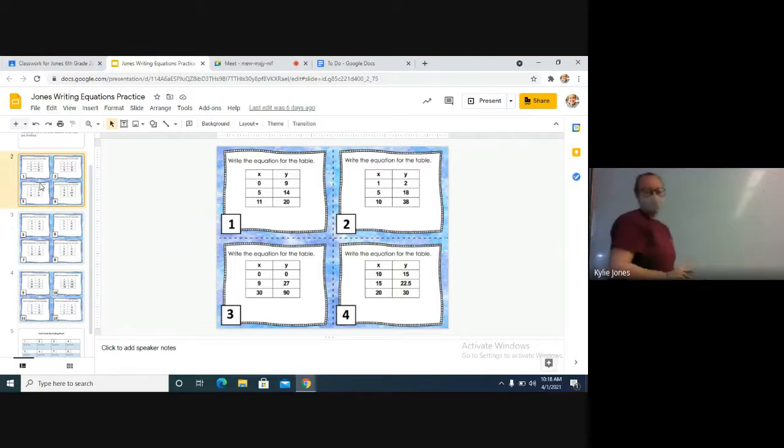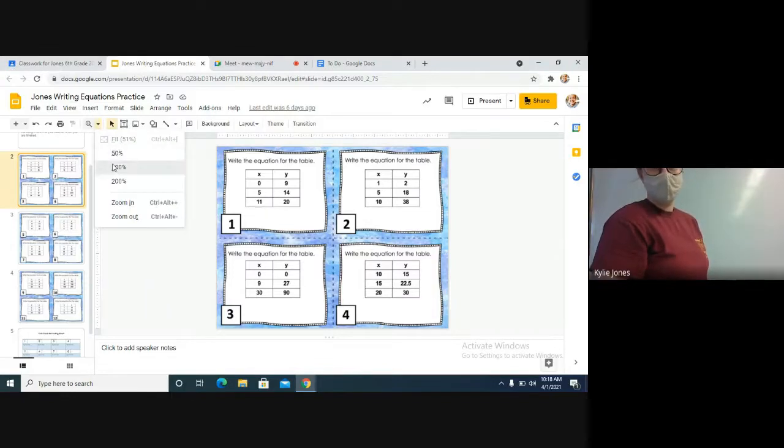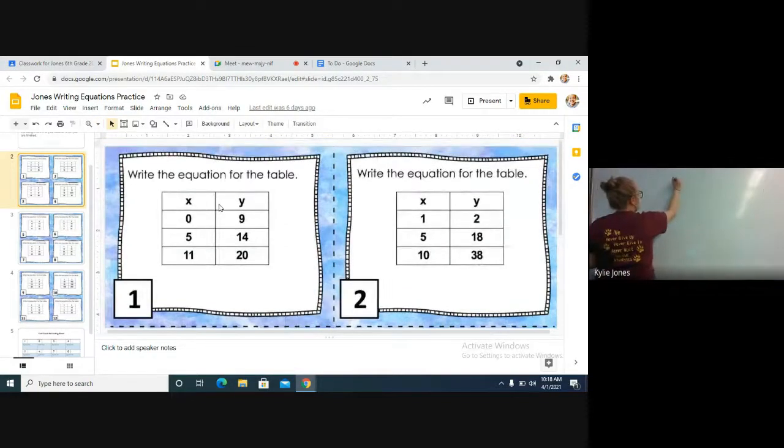Okay, so our first one, let me zoom in a little bit. So number 1, we have X and Y. 0, 9, 5, 14, and 11, and 20. So remember, we need to figure out how we go from the X number and get to the Y. So what is one way that we can go from 0 to 9? Add, subtract, multiply, divide. What can we do?